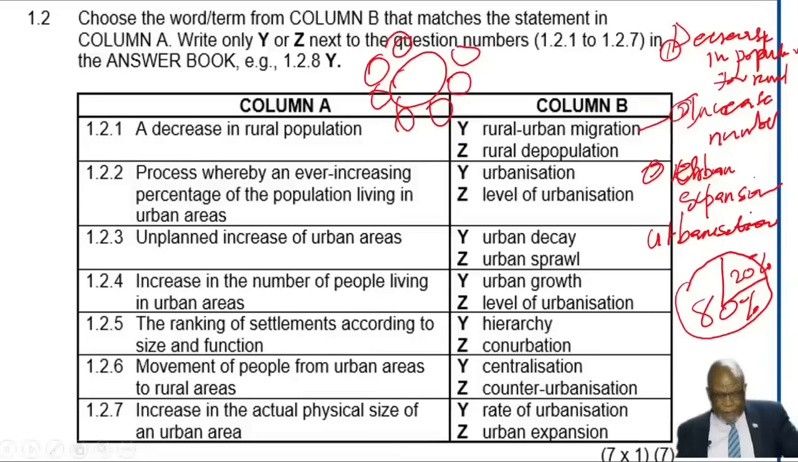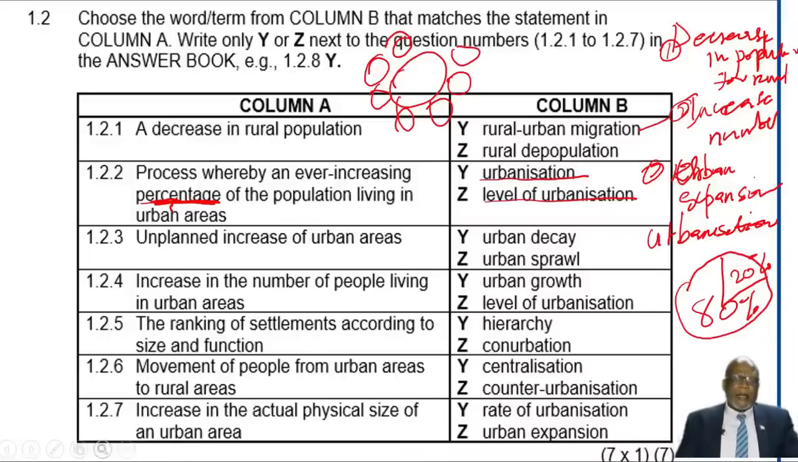Now, with that background, let's quickly try to answer this question. The process whereby an ever increasing percentage. So once we speak of a percentage, it refers to urbanization. Now, we have this other concept here that is called level of urbanization. So what is level of urbanization? It means it is the proportion of urbanization in a particular area.